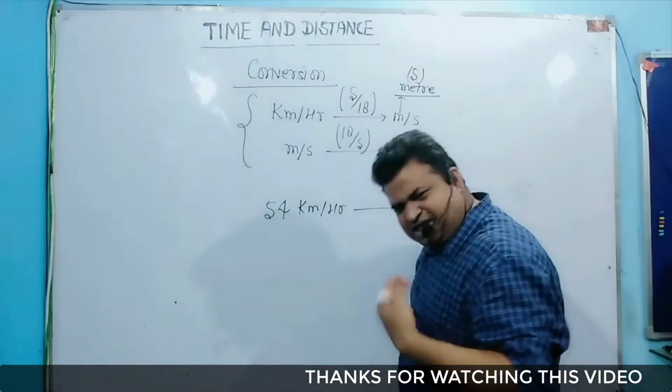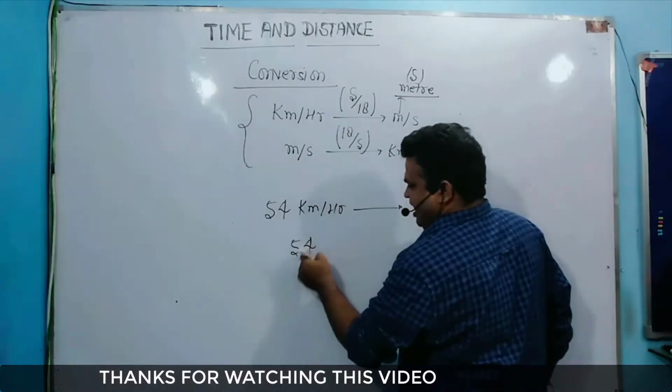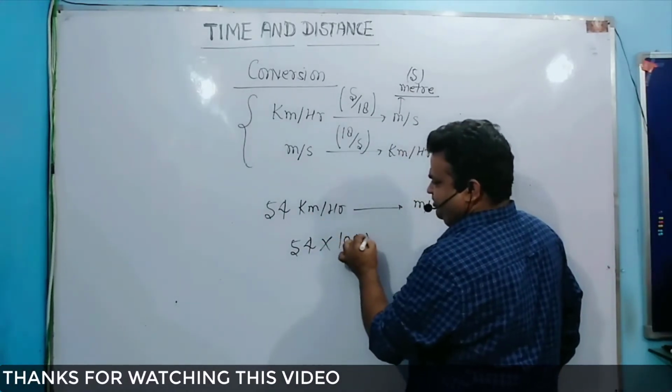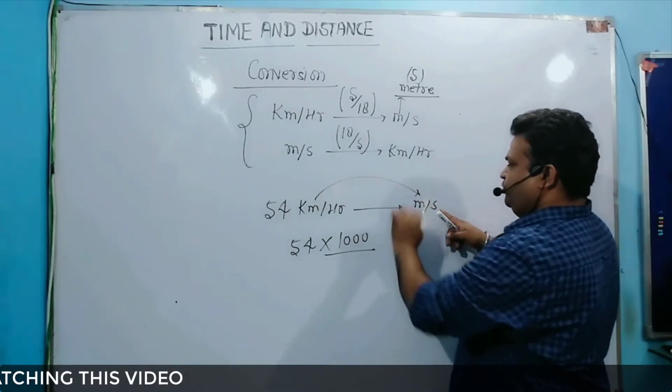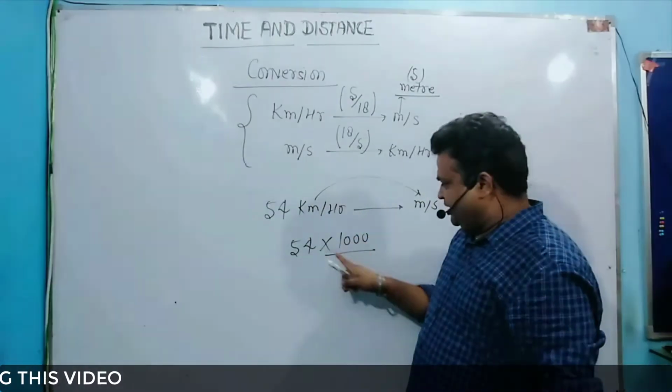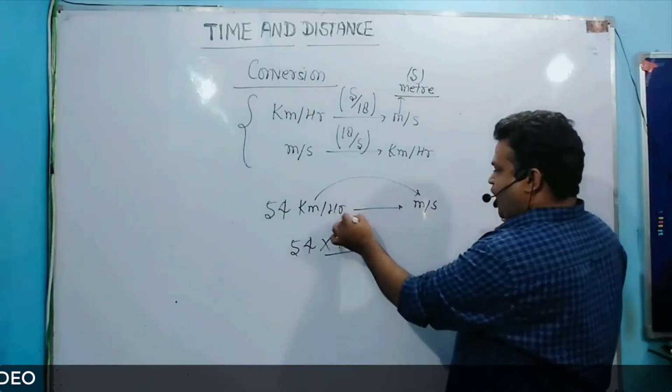Now, what do we do in the conventional method? Nothing special. Look, here there is 54, kilometer, kilometer per hour is converted to meter per second. I am converting kilometer into meter. So 1 kilometer is 1000 meter. Multiply this value by 1000. Divide this value by hour. Now hour is converted to second.